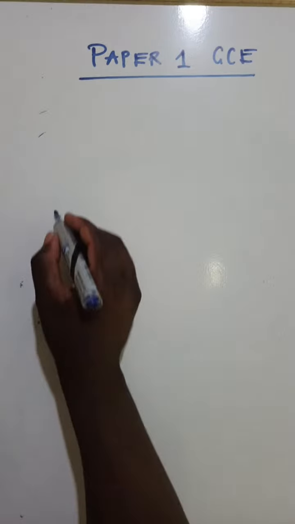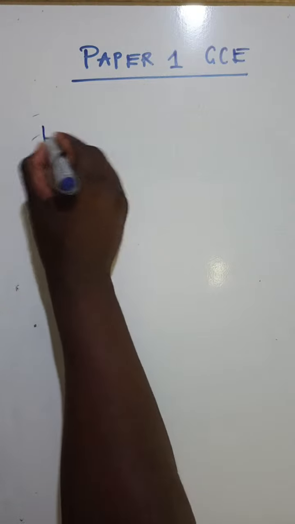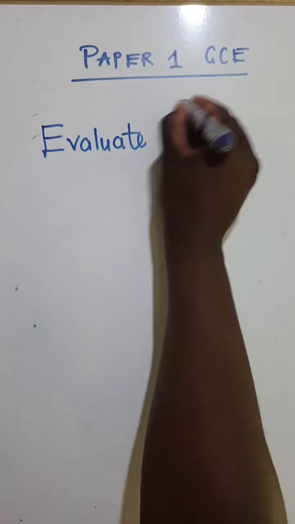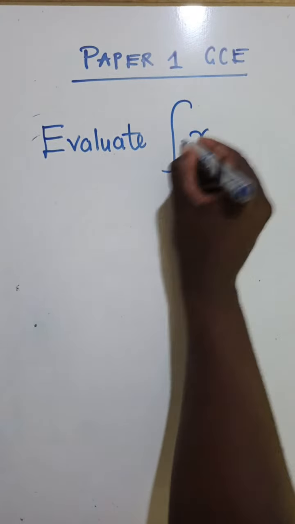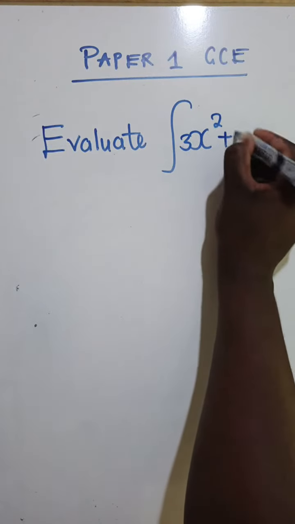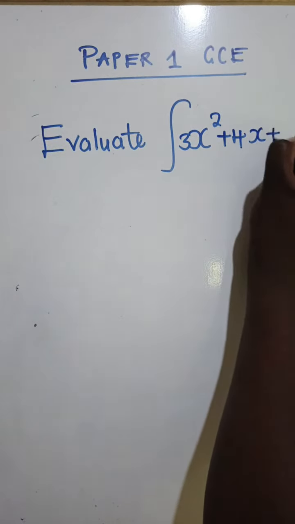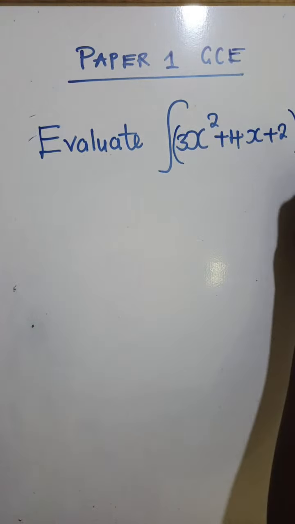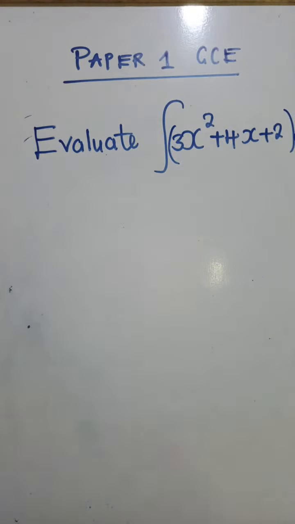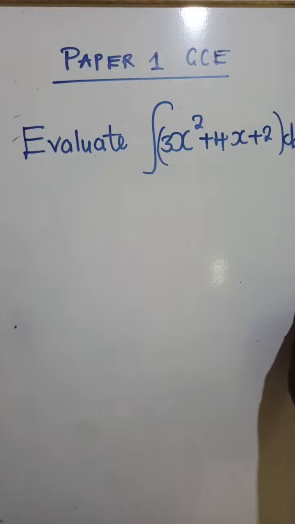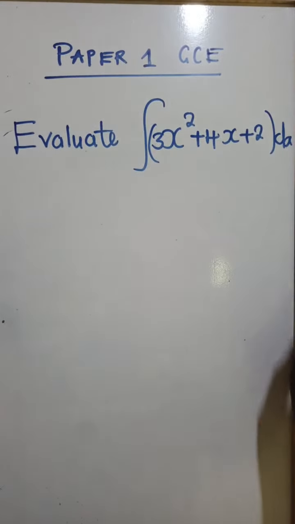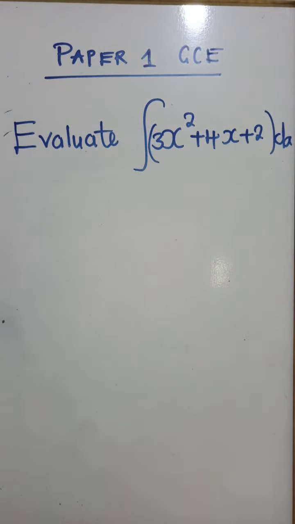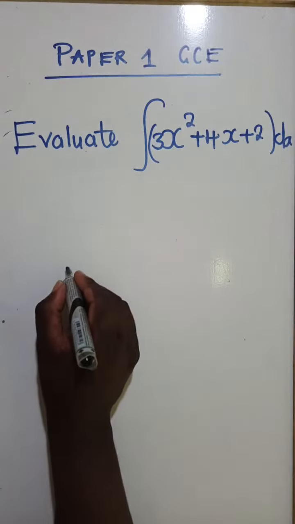So in calculus, they'll ask you to evaluate the integral of 3x power 2 plus 4x plus 2, and then here they will say dx. Remember, this is paper 1. So if they give you something like this in calculus, they will say dx at the end here, which simply means they're asking you to integrate with respect to x. So the rule of integration is like this.